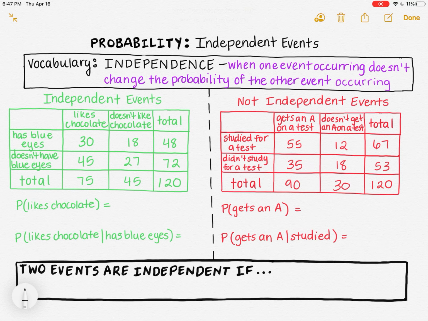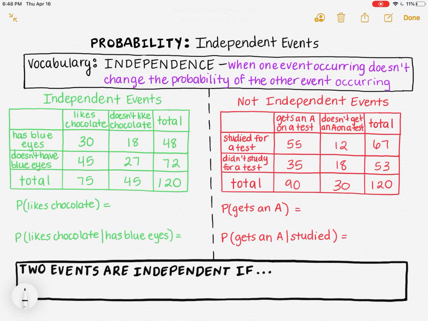In this video, I'm going to show you how to determine whether two events are independent or not independent. Two events are independent when one of the events occurring does not change the probability of the other event occurring. We have two examples of two-way frequency tables. The one on the left is an example with two events that are independent, and the one on the right is an example with two events that are not independent.